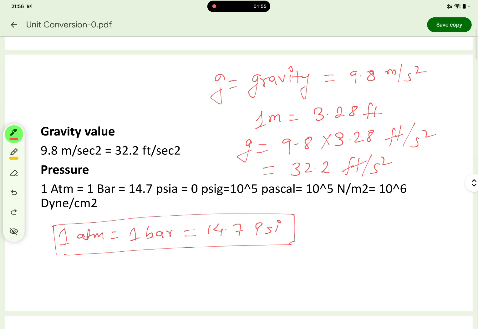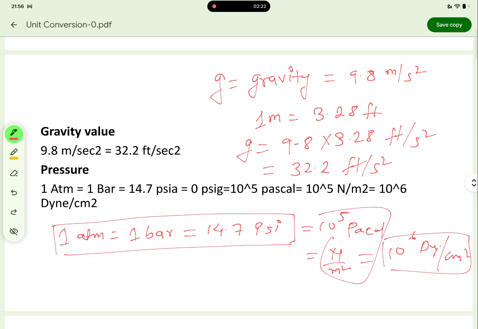Or we also know that if you want to change that, this will give you 10 to the power 5 pascals in the SI unit. We know this thing, and this pascal can be converted into Newton per meter square. And further if you want to write this in dyne, this will be 10 to the power 6 dyne per centimeter square. So this is the CGS unit, this one is the SI unit, this is the petroleum unit. We need to understand this thing, right? 14.7 psi is the atmospheric pressure when we are talking about petroleum field units.